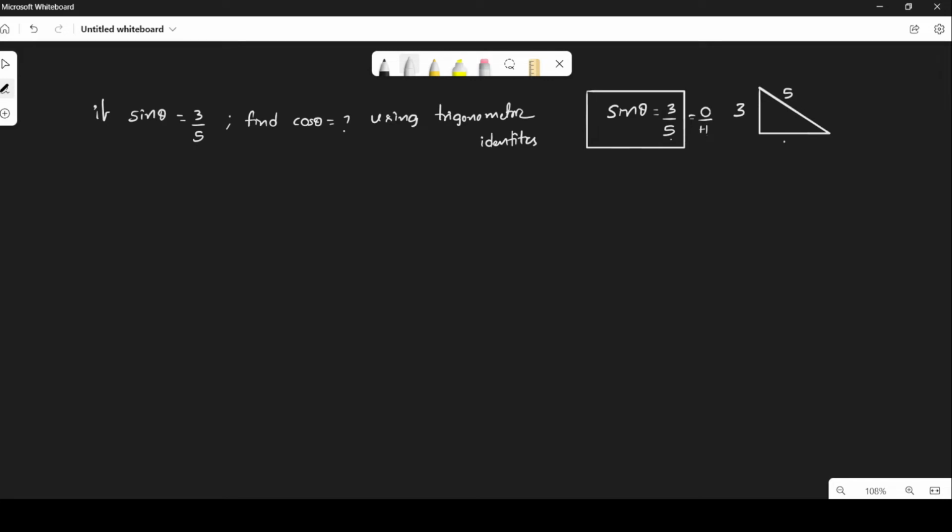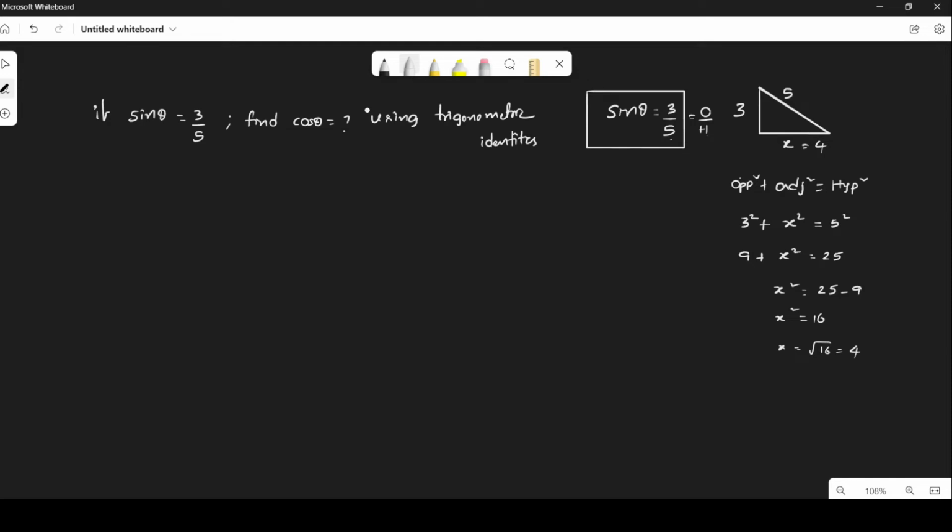And we have to find the adjacent side. How will you find the adjacent side? We will use Pythagoras theorem. Pythagoras theorem says opposite square plus adjacent square is equal to hypotenuse square. So opposite is 3 square, adjacent is x square, equal to 5 square. So 3 square is 9 plus x square is equal to 25. So x square is equal to 25 minus 9, x square is equal to 16. Therefore x is equal to root 16, that is 4. So we got the adjacent side as 4.